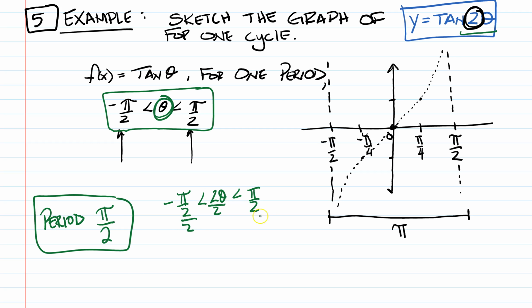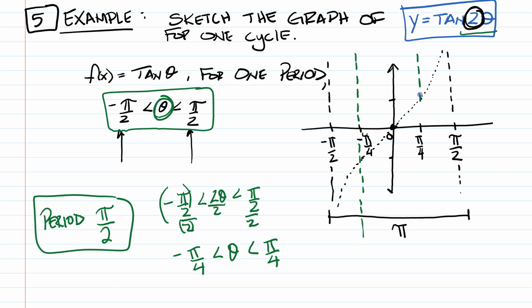So if I divide everything by 2, I get negative pi over 4 is less than theta, which is less than positive pi over 4. All I did was just divide pi over 2 by 2. So now I know that the asymptotes are going to be shifted from here to between negative pi over 4 and positive pi over 4.